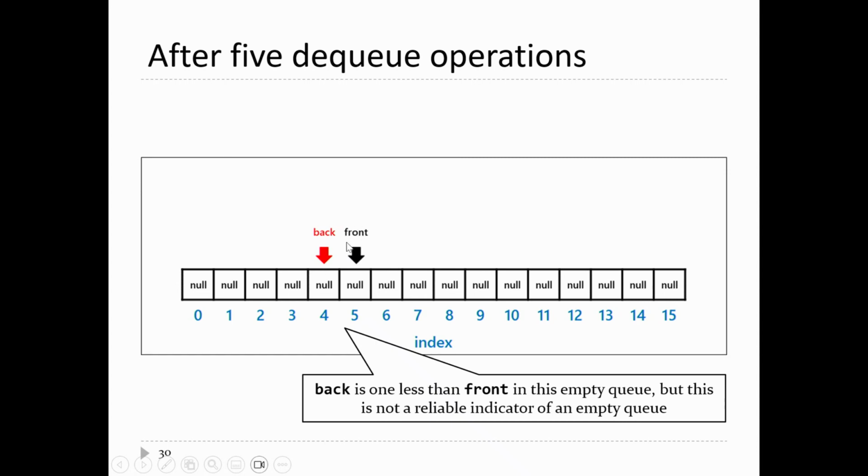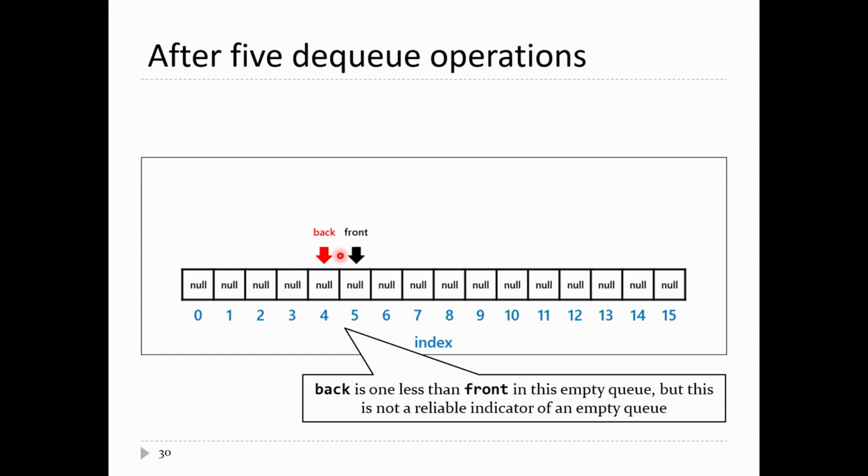The relative position of front and back look like that. So back is 1 less than front, just like it was when we had an empty queue, a new empty queue. So with a new empty queue, back was -1, front was 0. So you might think that this is a possible way to determine whether or not a queue is empty.